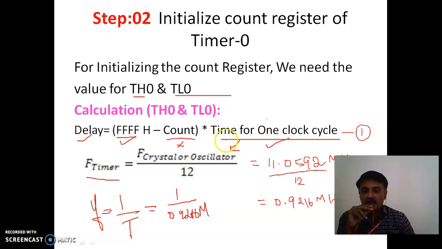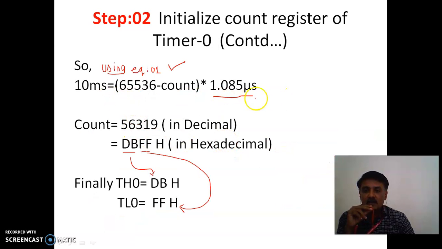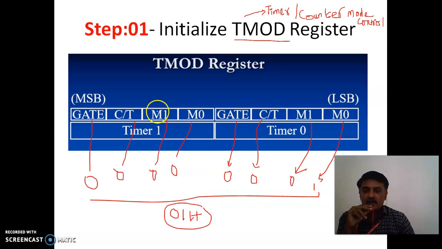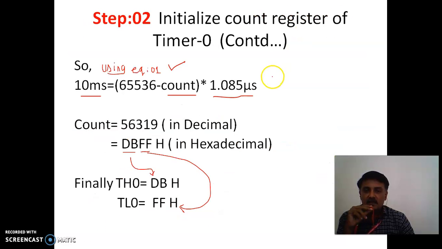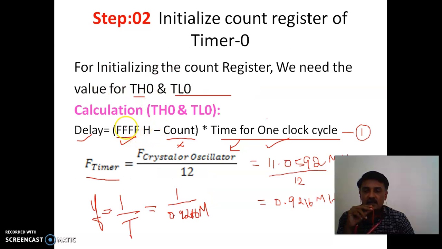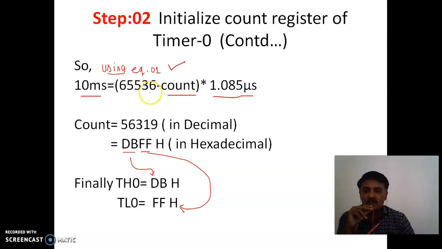Time for 1 clock cycle is available. Just put the values here, say except a count. So we have 10 milliseconds, as you can see from the first question. In the question, 10 milliseconds is available. Just put 10 milliseconds here, and then I'm converting this FFFF into decimal value.